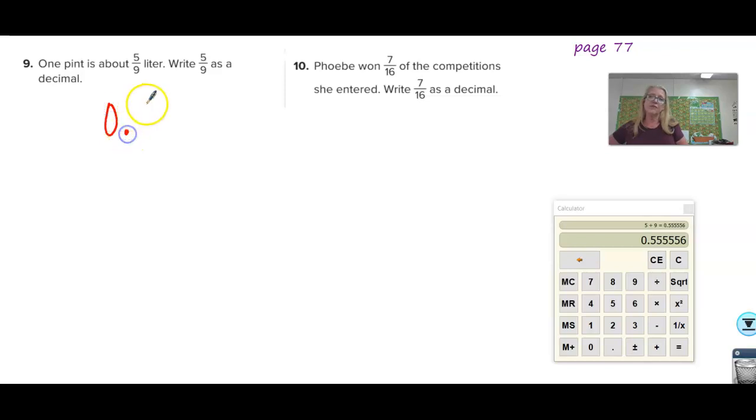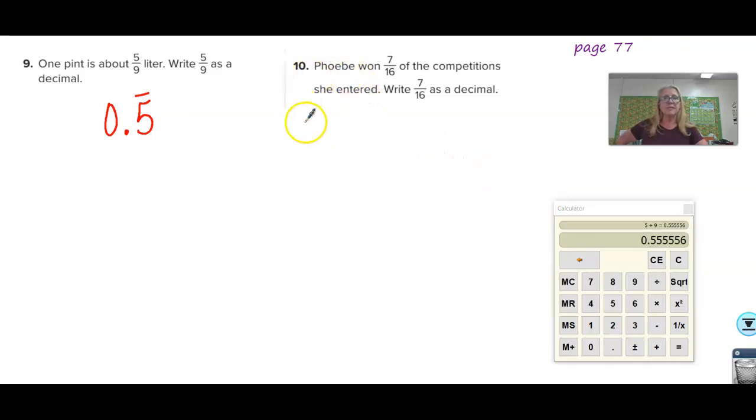You can put the 0 in front if you want. I'm not a huge fan of the front 0. I write nice, big, bold decimals, so I don't really need it. But yeah, that's a repeater there. Again, the calculator, notice it rounded at the end. It made that last 5 a 6.